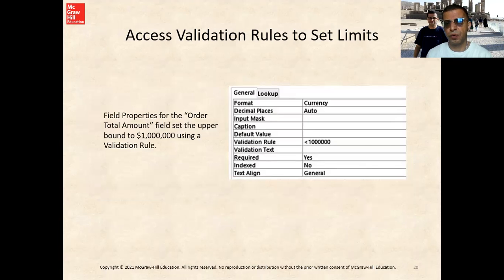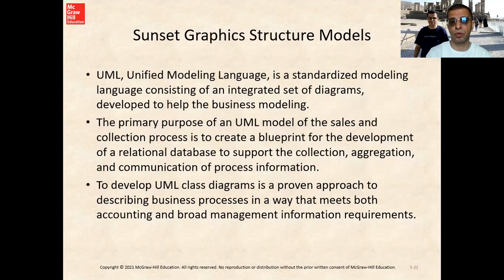Field properties for the order total amount field set the upper bound. You put the rules also. These are all preset rules. The value should be less than, for example, as I said, you cannot push one and then just sleep on the zeros. It would not accept it. So the validation shows how much you're ordering as money.